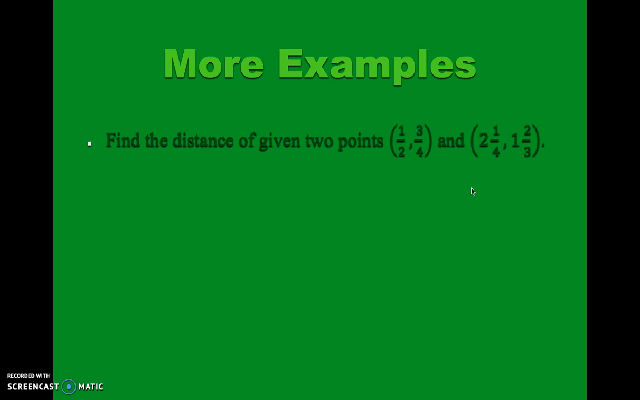Examples using rational numbers. Rational numbers are simply fractions. Fractions that have a numerator and denominator. The numerator is the top part of the fraction, and the denominator is the bottom part of the fraction.